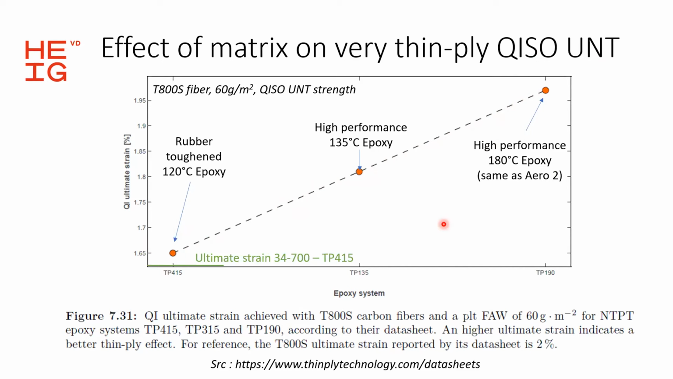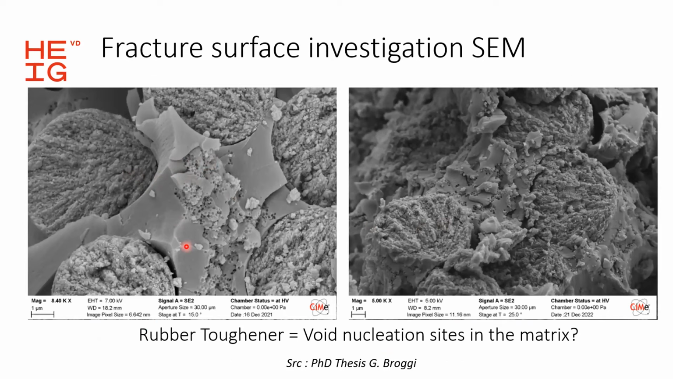And so we looked in detail at the fracture surface. We didn't observe much except these clusters here that you observe between the fibers and in the matrix. These look really like the nanoparticles used for toughening, the rubber particles. And this raises the question of whether these tougheners are actually sites for nucleation, for cavitation in the matrix.